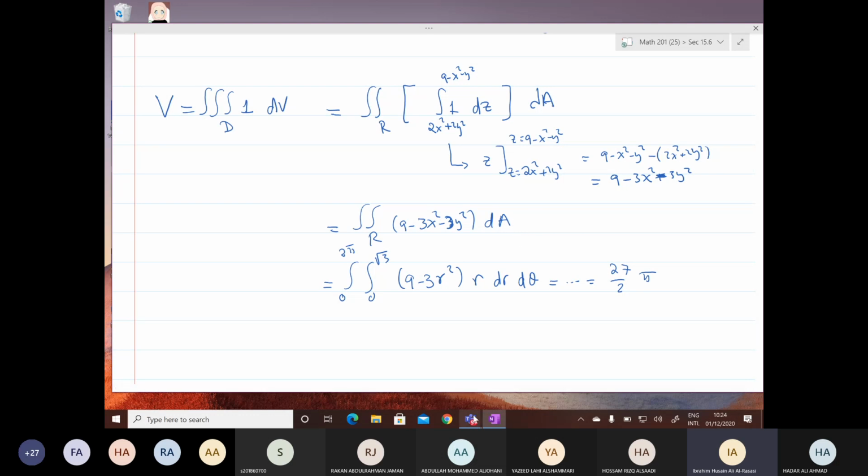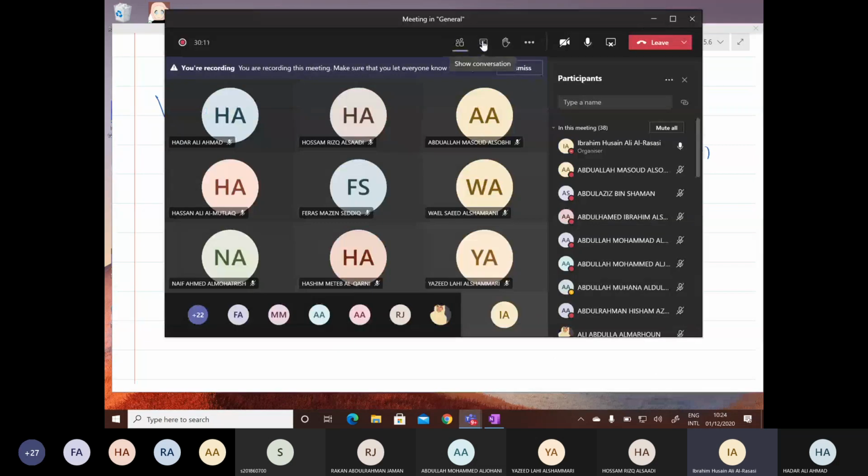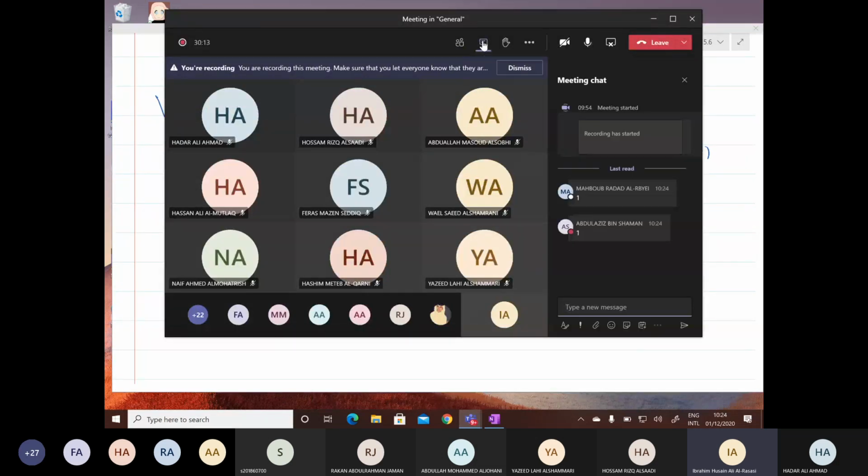Now, if this is clear, this is the end of this example. If this is clear, please write 1 in the chat. If it is not clear, you can ask now.